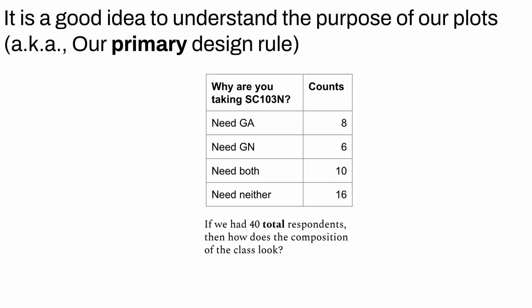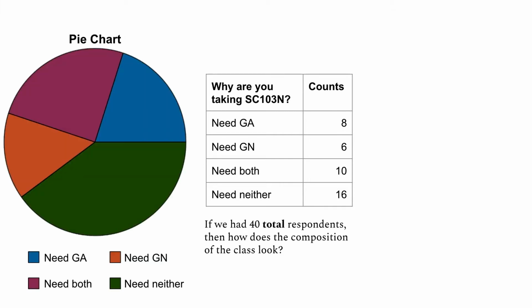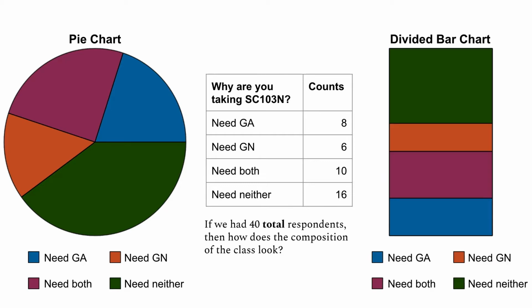And so a natural question would be to ask, how does a class break down in terms of why they're taking this? Of course, the table works and we can see the results, but one of the reasons that we like to make data visualizations is that it can be easier to process the entirety of the results at once with a figure. And so the two ways to represent this might be a pie chart, which might look something like this if you use default settings in Excel but just improve the colors slightly. Or a divided or stacked bar chart, which might look like this if you use the defaults in Excel.